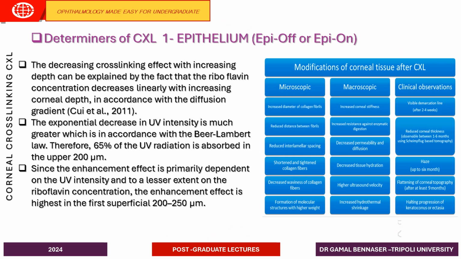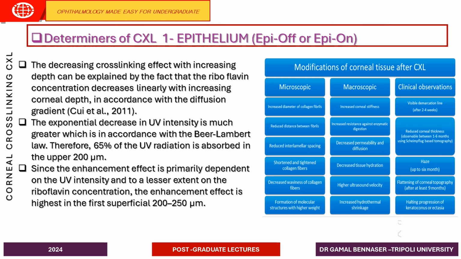As we said before, the presence of intact epithelium and Bowman's membrane will exert a shielding effect against the ultraviolet penetration, and this is a very important determinant factor for successful cross-linking, as stated by the Beer-Lambert law. In the presence of intact epithelium, only up to 65% of the exposed ultraviolet energy will arrive at a depth of 200 micrometers in the cornea, and this amount will be further reduced by the addition of riboflavin, which has another shielding effect for the ultraviolet.